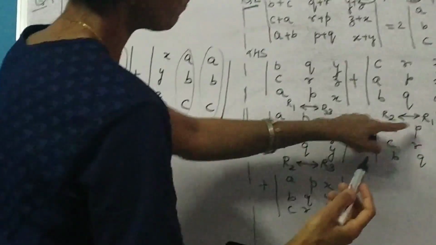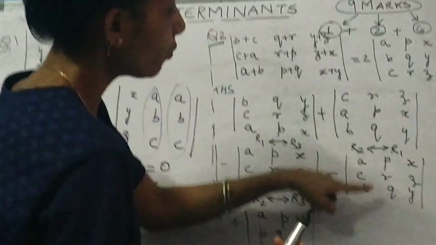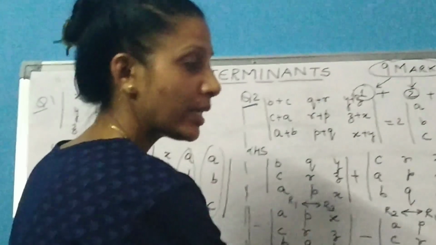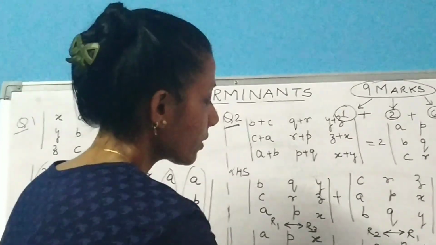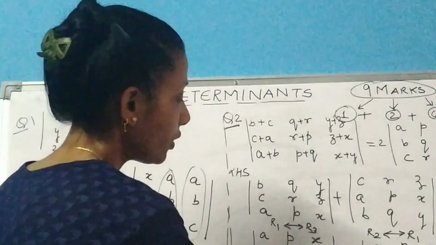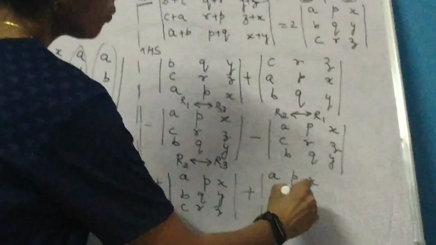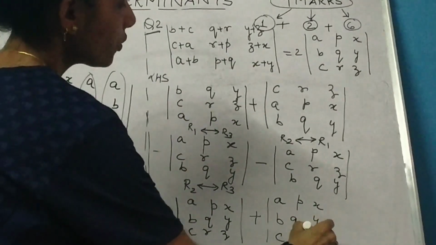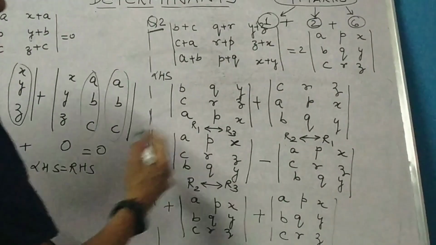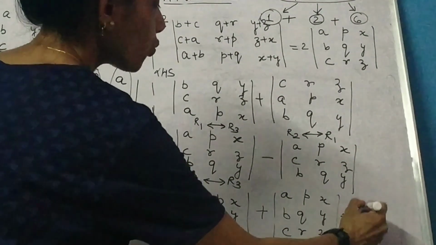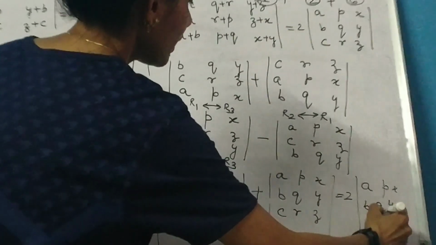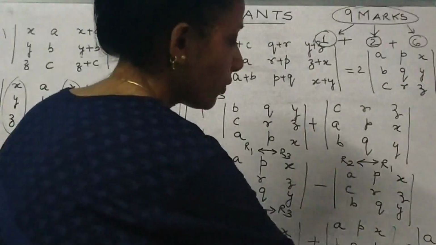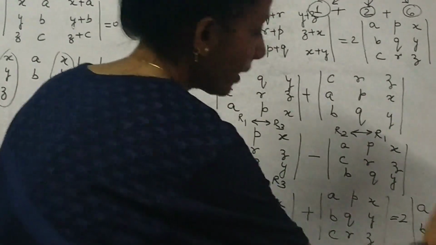Similarly, here A, P, X is already here, B, Q, Y I need above. So again I will be interchanging them by taking a negative sign. So again it will become plus, and it will be A, P, X, B, Q, Y and C, R, Z. Now you see, these two are the same determinant, which can be written as twice of A, P, X, B, Q, Y and C, R, Z, which is equal to the RHS.